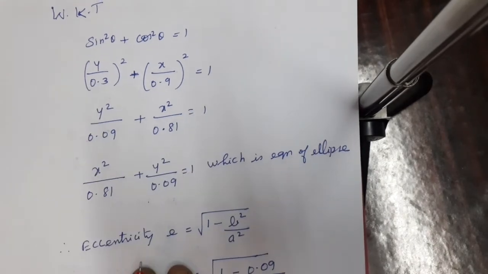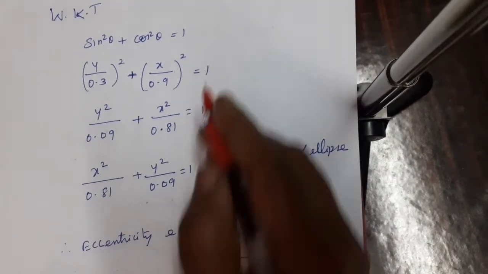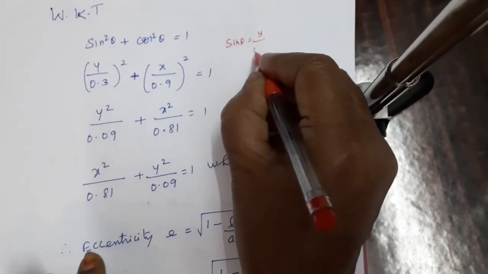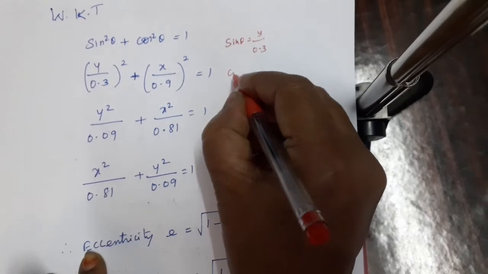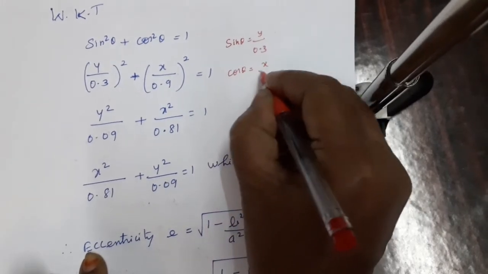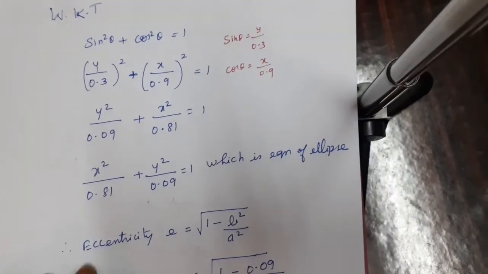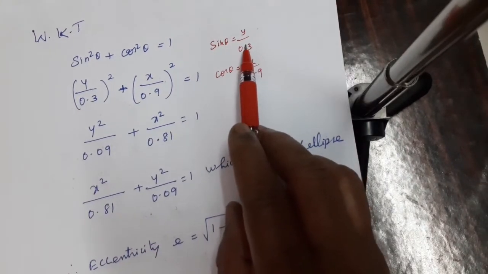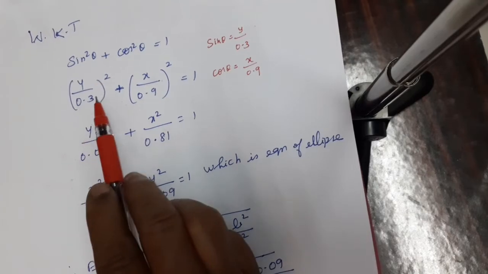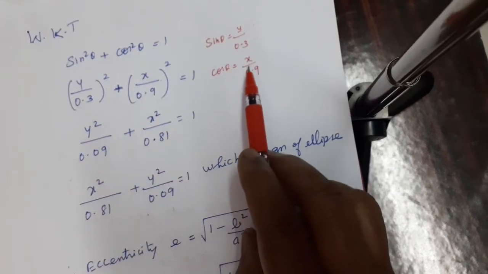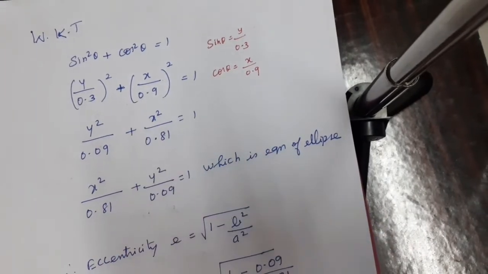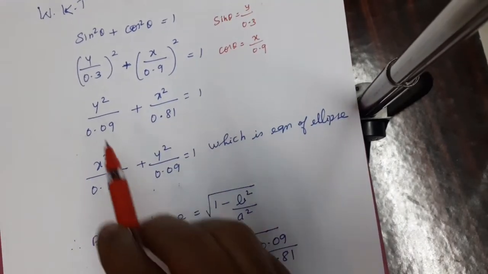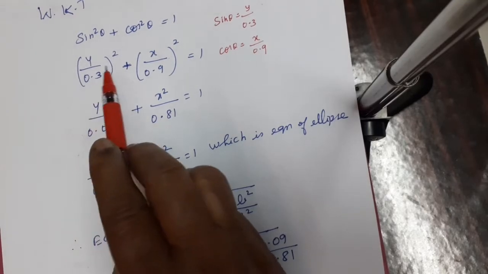What is our sin theta? Sin theta equals y by 0.3, and we already found cos theta equals x by 0.9. Substitute the values: y by 0.3 the whole square plus x by 0.9 the whole square equal to 1.